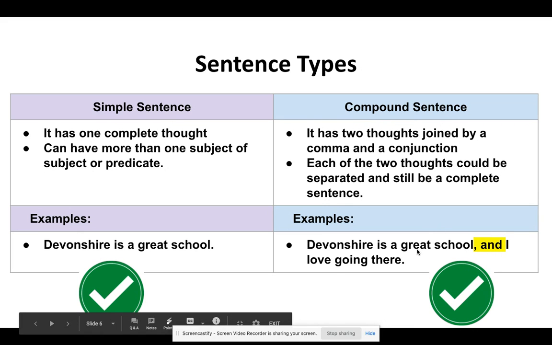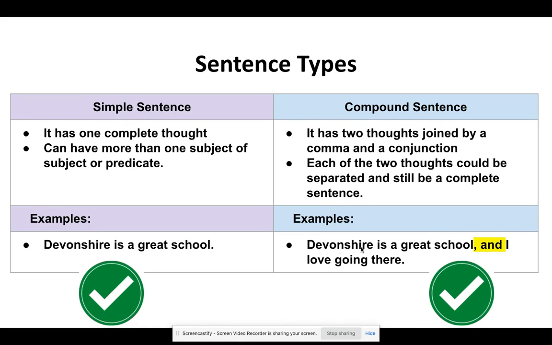Now let's look at a compound sentence. If I say Devonshire is a great school, and I love going there, it's a compound sentence for a few reasons. First, I have a FANBOY, which is a comma and then one of our FANBOYS conjunction words. But also, the other key hint here is these are two complete thoughts. Devonshire is a great school. That's a complete thought and can be a sentence all by itself. I love going there. That's another complete thought that could also be a sentence all by itself. So since those are two independent clauses, or two thoughts that could be sentences by themselves, joined by a conjunction, that makes this a compound sentence.